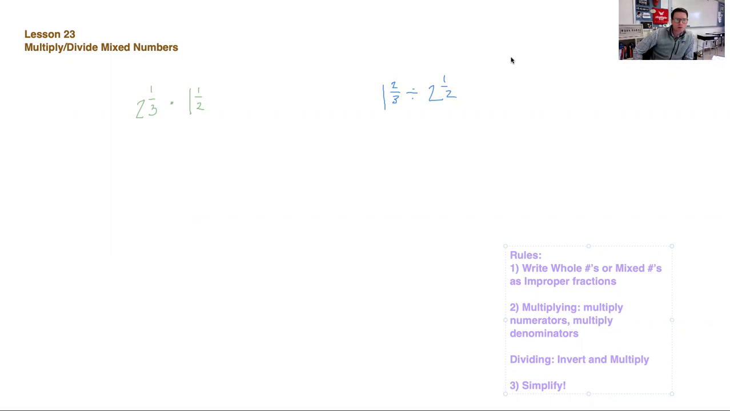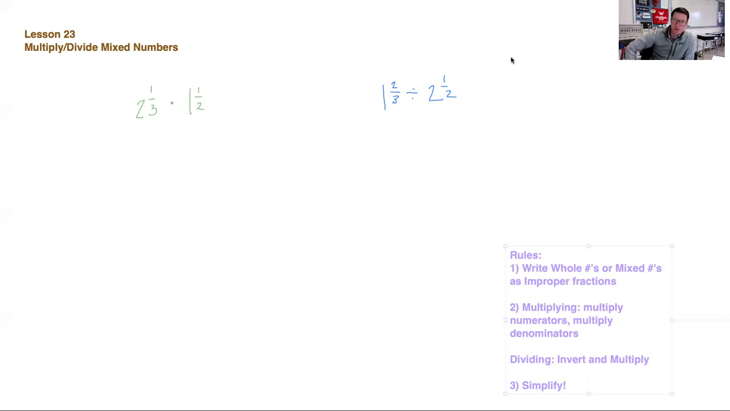Okay, so I got two examples here: 2 1/3 times 1 1/2, and the blue example, 1 2/3 divided by 2 1/2. Have the rules down at the bottom. So see if you can apply those and solve these two problems, and then we will go over them together. The rules are very similar to what we just went over.